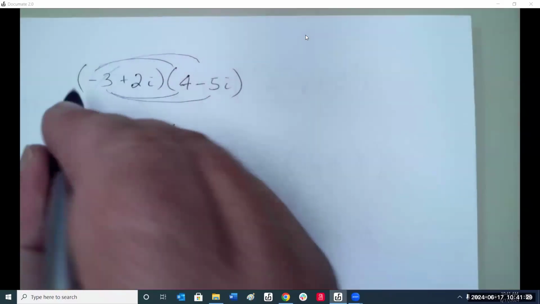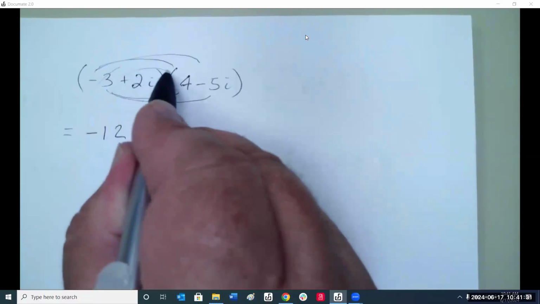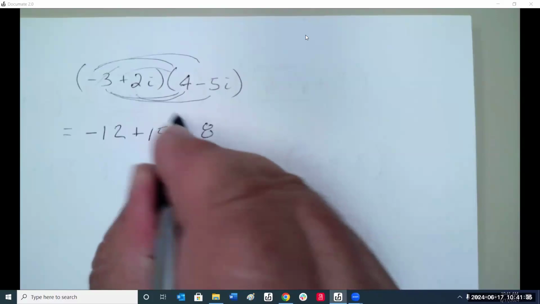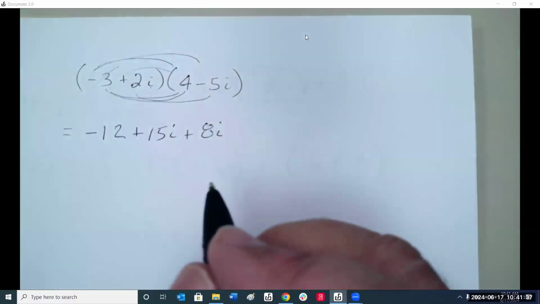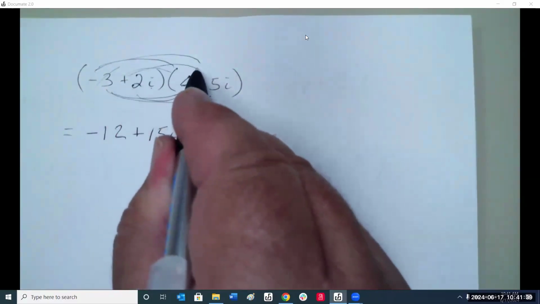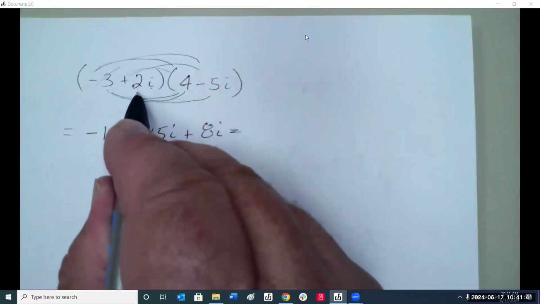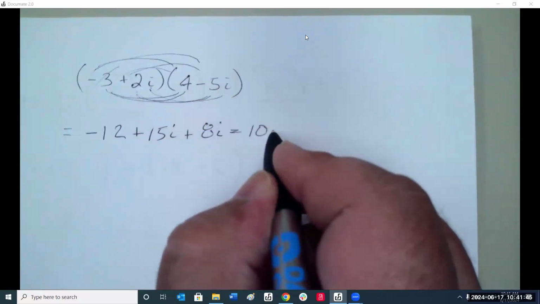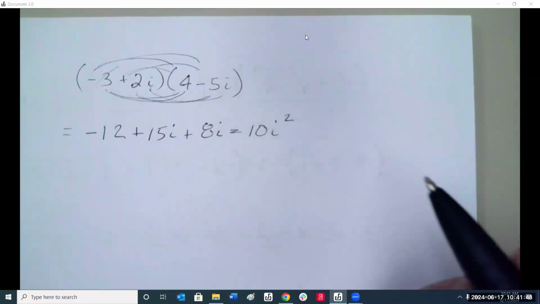That does it for this one. Positive times positive is positive. 2 times 4 is 8, and there's an I. Positive times negative is negative. 2 times 5 is 10. I times I is I squared.